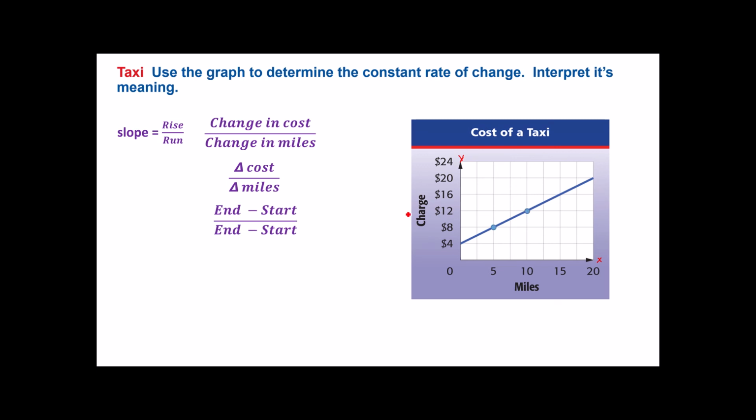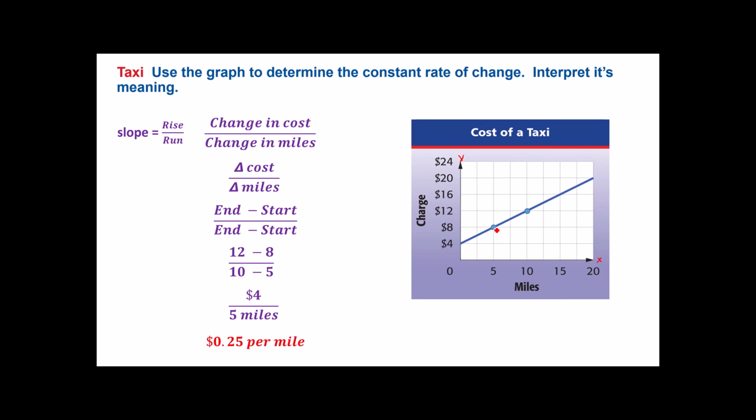These are the 2 points I picked. Notice that the top is my cost. I ended at $12. I started at $8. That's a rise of 4. I ended at 10 miles. I started at 5 miles. That is a change of 5. So you get $4 in 5 miles.